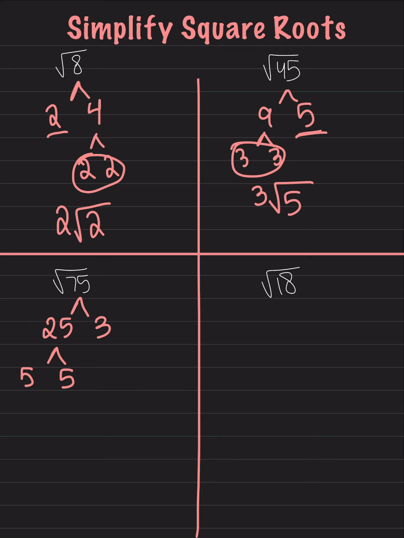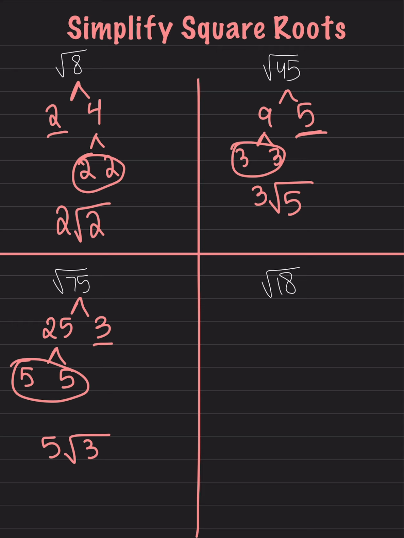The next step is to circle the pairs. This 5 and this 5 make a pair. This 3 does not. So, all I have to do now is write my pairs on the outside, and on the inside of the square root, I will write the number that does not have a pair, which is the 3. And my answer is 5 root 3.